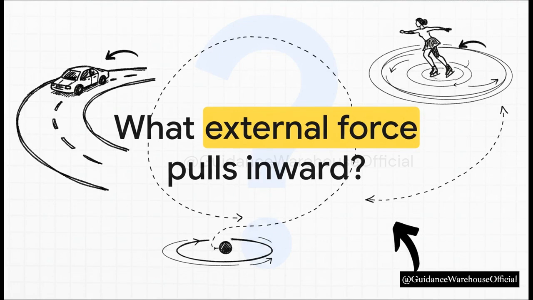But wait, this leaves us with one incredibly massive, lingering question. Newton's laws clearly tell us that a net external force is required to cause any acceleration. So, if centripetal acceleration is constantly pointing inward toward the center of the circle, what is the actual physical force pulling it there? What invisible force keeps the car from flying off the highway or the skater from launching across the ice? That is exactly what we are going to uncover in our next explainer on centripetal force.